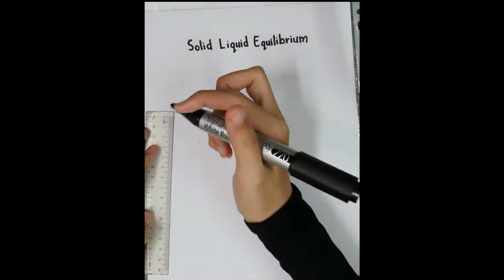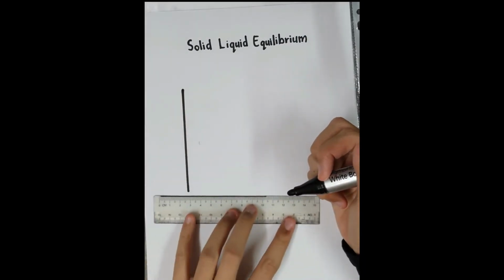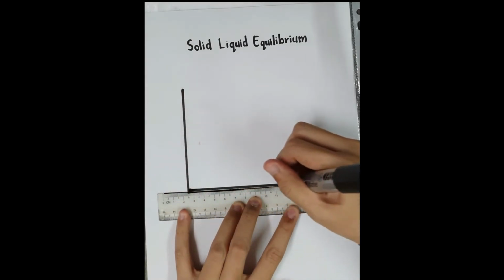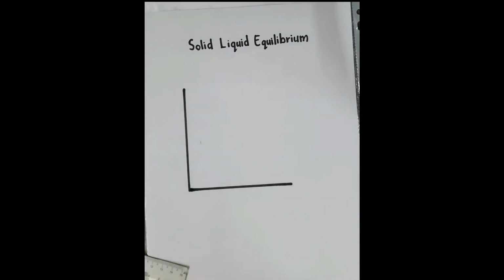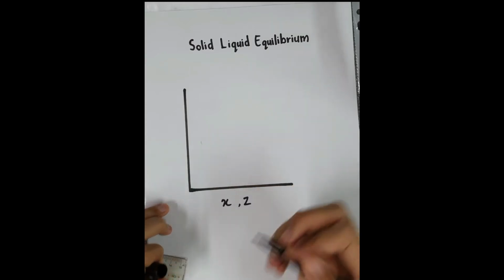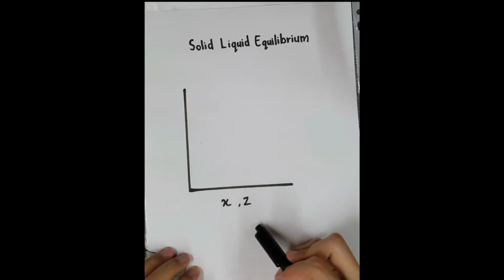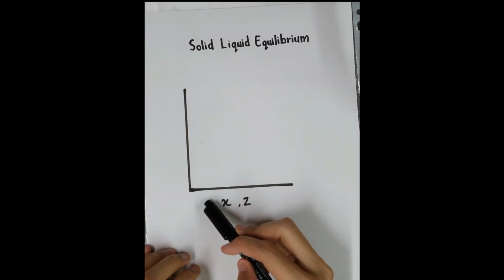So now, I will show you the solid-liquid equilibrium diagram or SLE diagram. The SLE diagram is a diagram of temperature against composition. The composition is denoted as X and Z, where X is the liquid phase mole fraction and Z is the solid phase mole fraction. The temperature on the y-axis can be in Kelvin or Celsius.